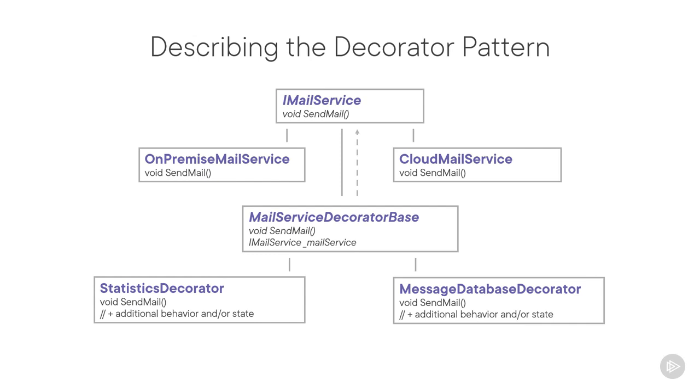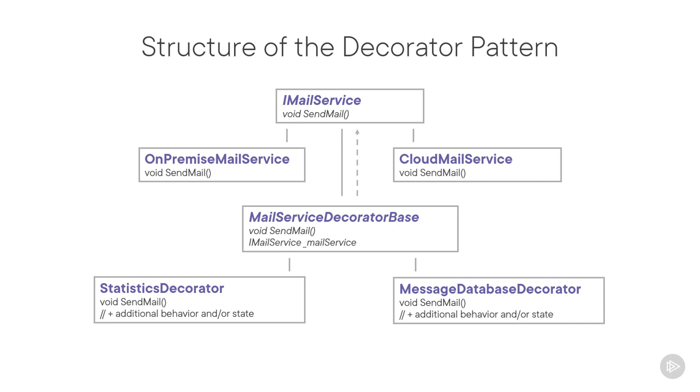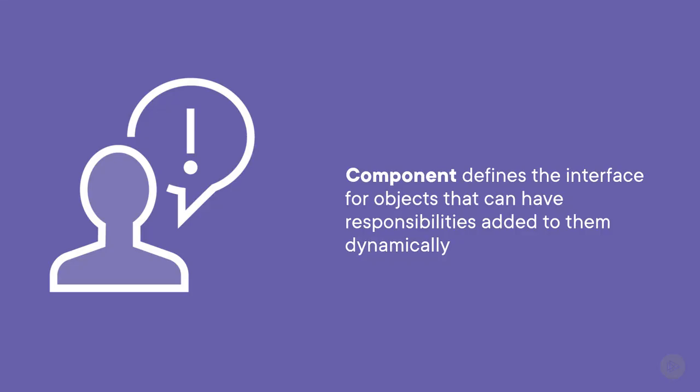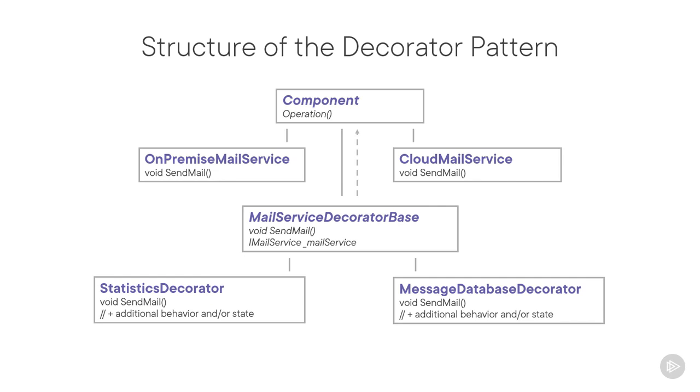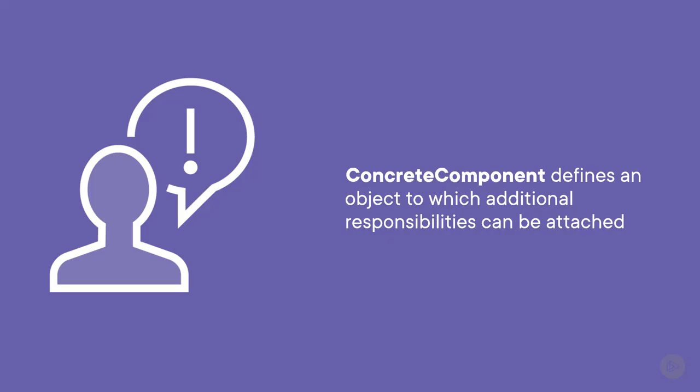From this real-world example, we can now extract the structure of this pattern. The IMailService interface structurally is called a component. The component defines the interface for objects that can have responsibilities added to them dynamically. Concrete implementations like our cloud mail service and on-premise mail service classes are called concrete components. ConcreteComponent1 and ConcreteComponent2, for example. They define an object to which additional responsibilities can be attached.